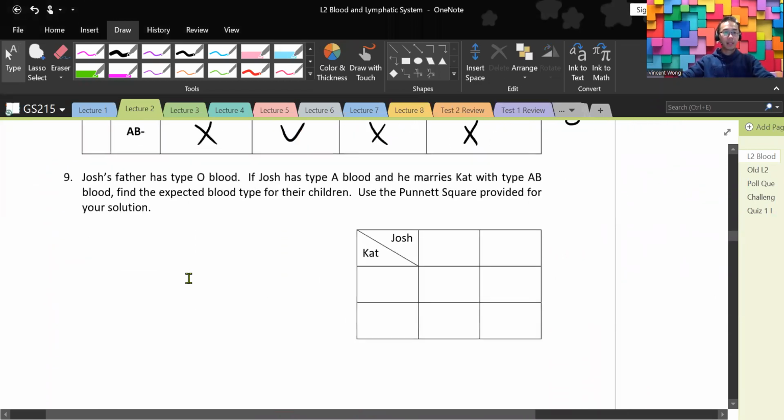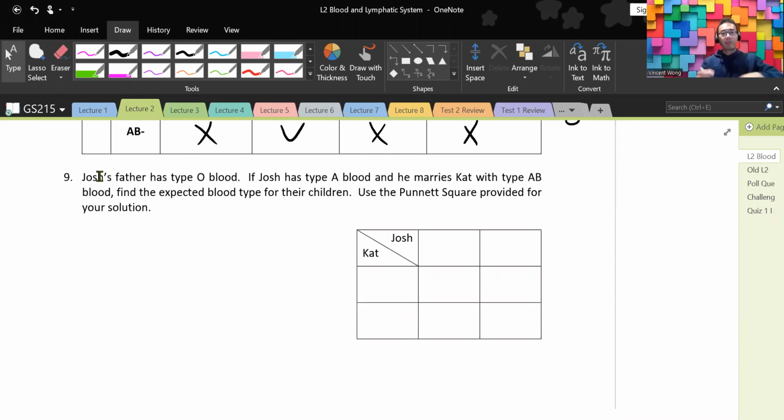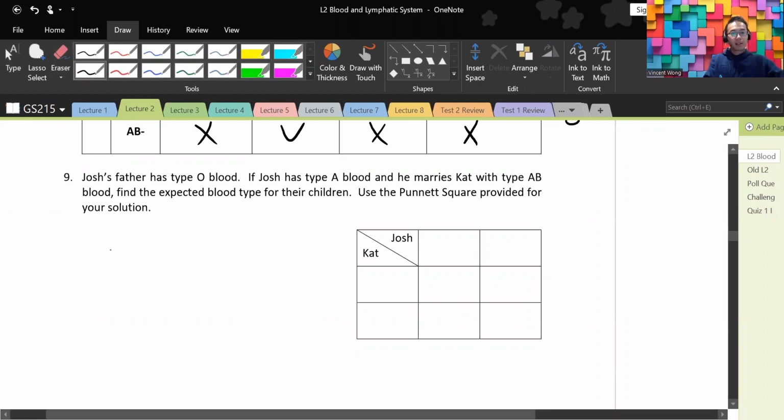Number 9. Josh's father has type O blood. If Josh has type A blood and he marries Kat with type AB blood, find the expected blood type for their children. Okay, so we're going to want to draw a simple pedigree here. A pedigree is like a family tree, right? So we have Josh. Square is for male. So there's Josh. And his father is type O blood. Okay, so this is Josh's father, and he's type O.